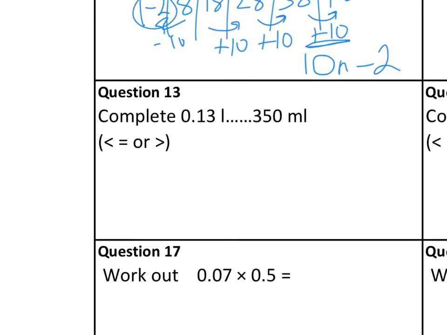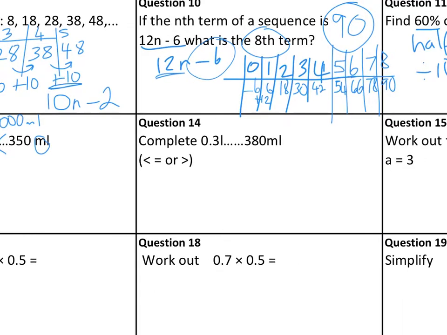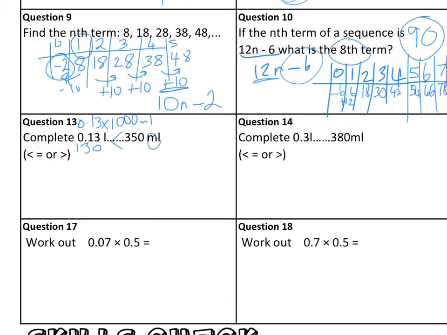Okay, litres and millilitres. Mille means 1,000. So here, this is 0.13 times 1,000 millilitres. So that is 130. 130 is less than 350. Okay, again, 0.3 times 1,000 is 300, which is also less.